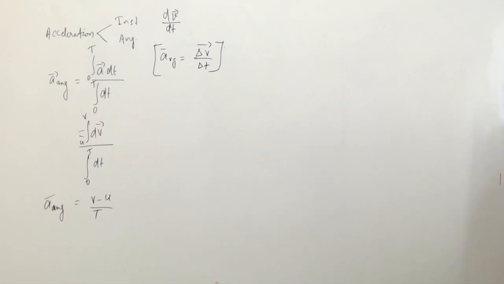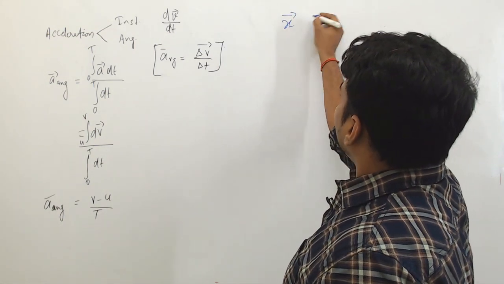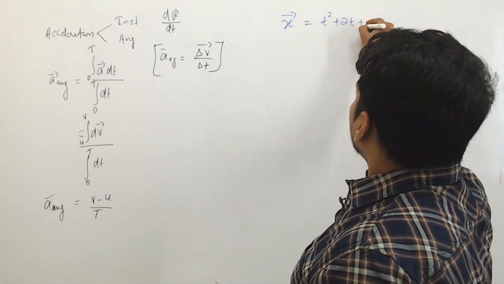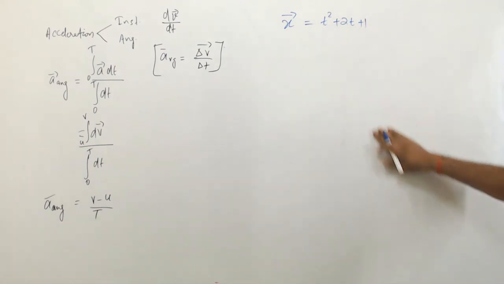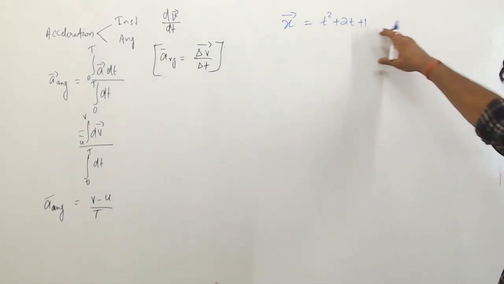Any difficulty in this? So let's do an example. Let us do one example. Let's suppose the position vector of a body is defined as t square plus 2t plus 1. So this is how the position vector of a body or an object is defined. It depends upon the time.